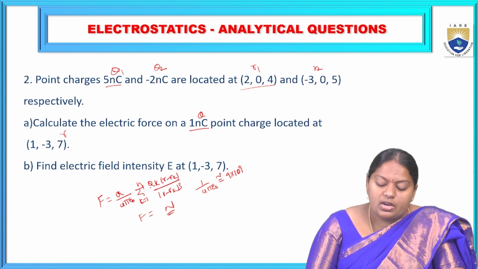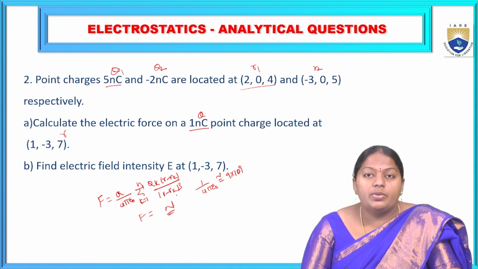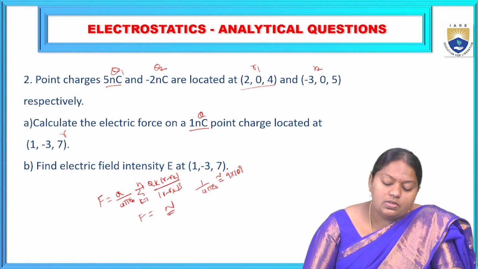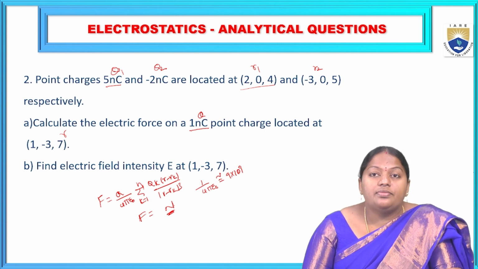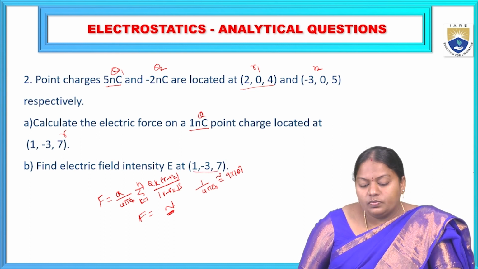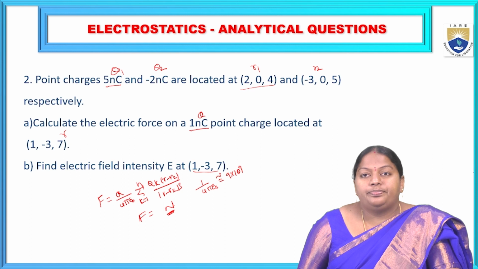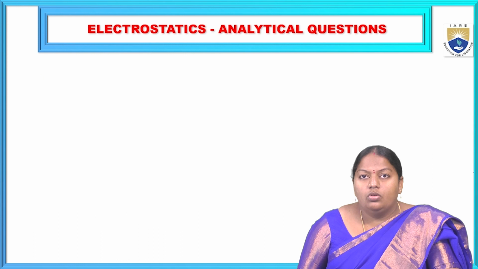Then we substitute k by 1 and 2. It becomes Q1 into (R minus R1) by modulus of R minus R1 whole cube, then if you substitute k by 2, (R minus R2) by modulus of R minus R2 whole cube. Then after simplification, F is to be measured in newtons. After getting the value of F, we will find the electric field intensity E at this particular point (1, minus 3, 7). Okay. And generally, this electric field intensity vector E is measured in volts per meter, or according to the formula, newton per coulomb.